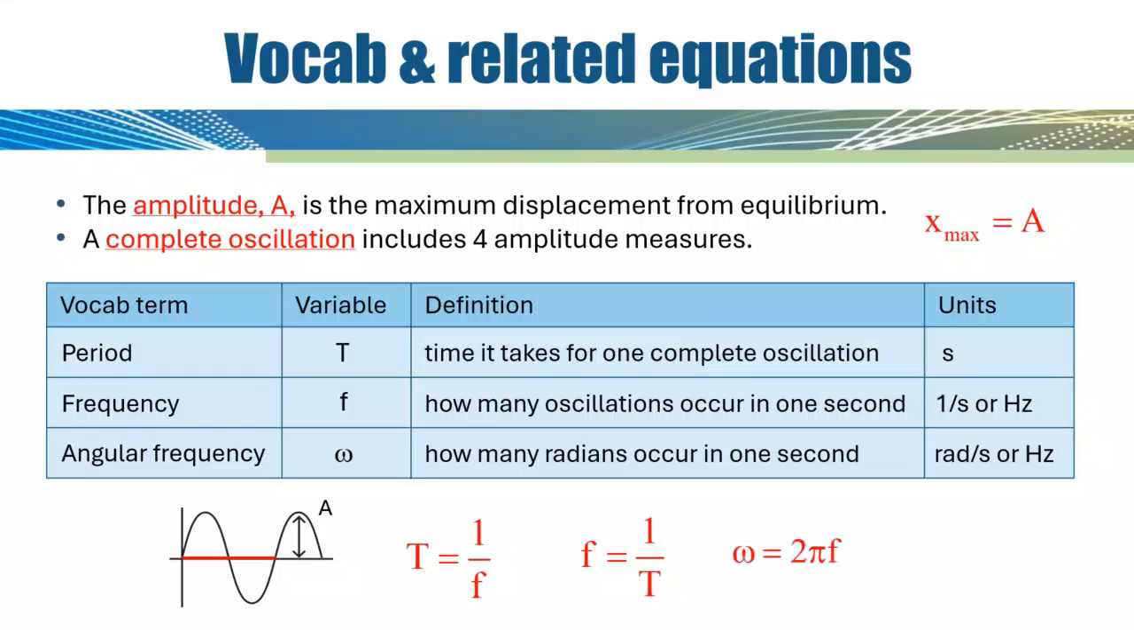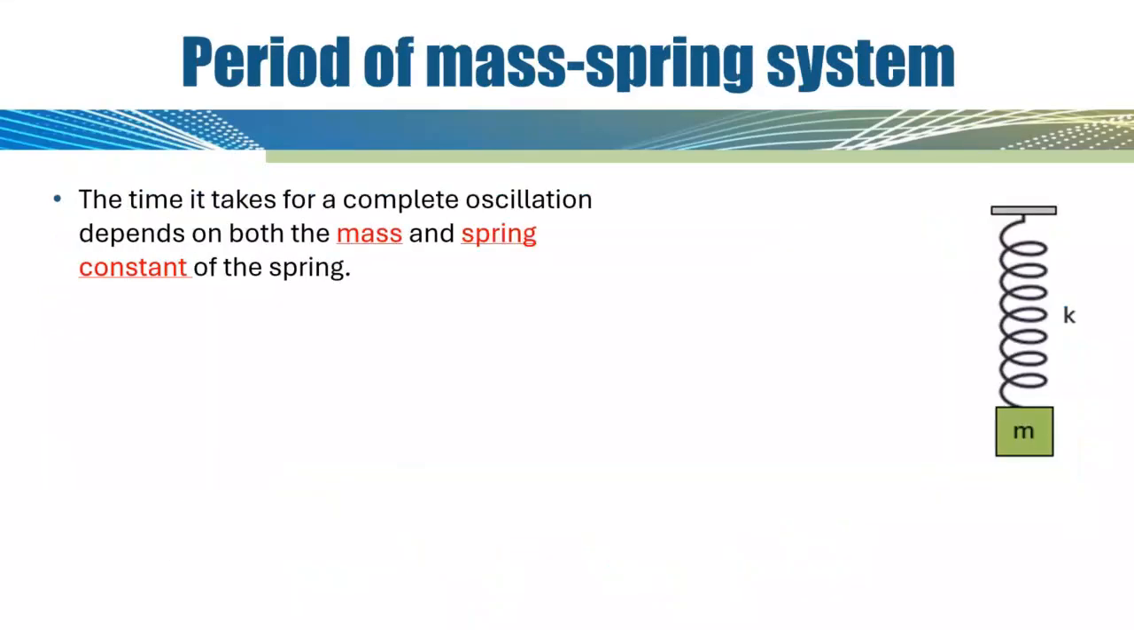And since one oscillation is equal to 2 pi radians, the equation for angular frequency is omega equals 2 pi f. The time it takes for a complete oscillation depends on both the mass and the spring constant of the spring. As an equation, we can write the period as T equals 2 pi square root of m over k, where m is the mass and k is the spring constant.